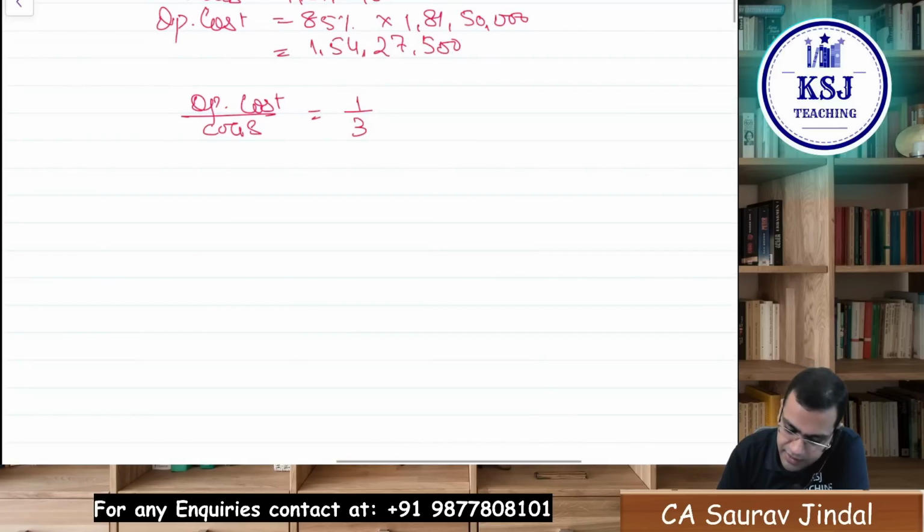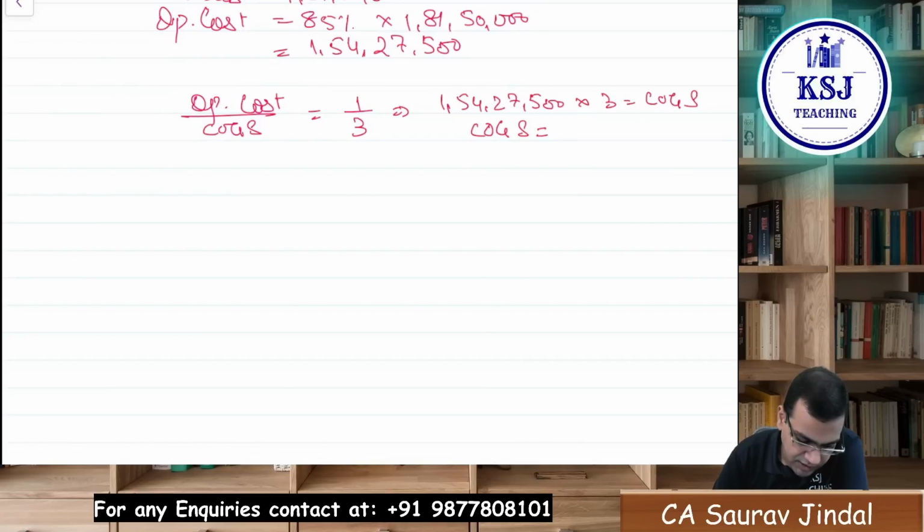That's fine. Right, now operating cost I am having, sir. I'm having operating cost of 1 crore 54 lakhs 27,500 multiplied by 3. That will give me COGS, isn't it? So COGS will be how much, sir? My COGS will be 1 crore 54 lakh 27,500 into 3. Oh, this is too much, sir. I guess some mistake. Wait, sir, wait. We have committed a mistake here.